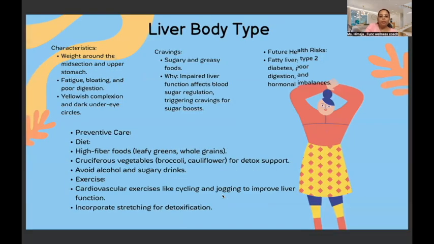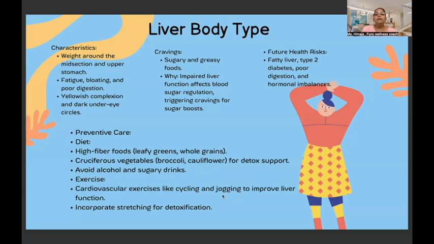Okay, and next is the liver body type. So how will a person with this body type be? There will be weight around the midsection and upper stomach region. And there will always be fatigue or tiredness, bloating, and poor digestion. A yellowish complexion will be there, and they will also have dark under-eye circles. And what kind of cravings will they have? They will have sugary and greasy food cravings. Why?